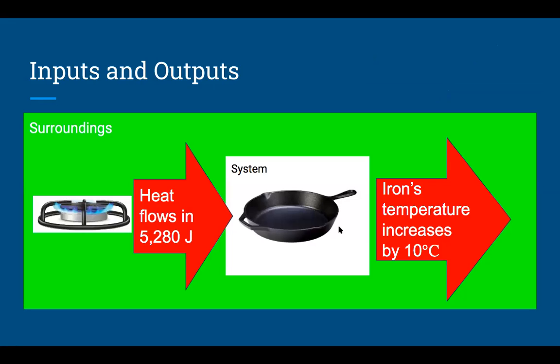What does this look like? Well, a cast iron pan is made of iron, so the specific heat of a cast iron pan is going to be the value that we're talking about. We could be talking about heat flowing into this cast iron pan, this much energy, 5,280 joules, and the response of the pan is that it increases by 10 degrees Celsius.